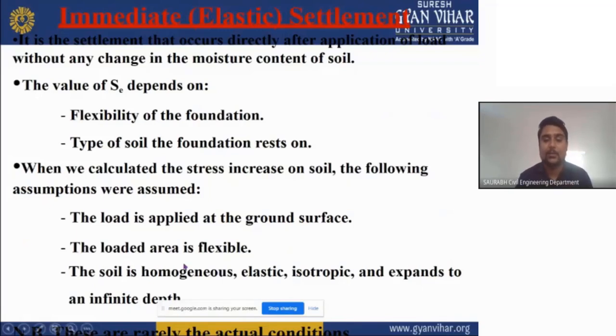And here we assume our soil is homogeneous, elastic, and isotropic, and extends to infinite depth. It means that when we apply the load, it will work like an elastic and isotropic material.